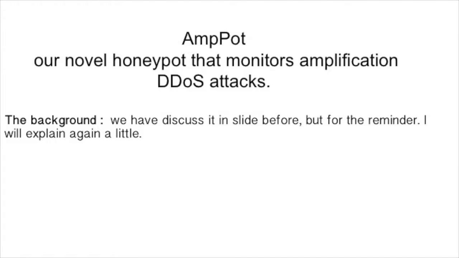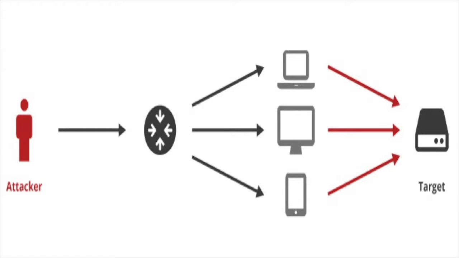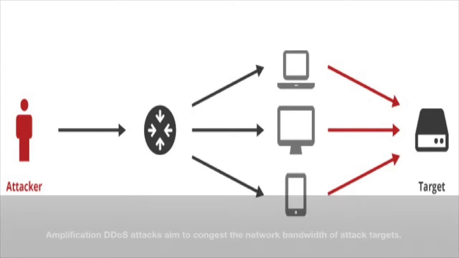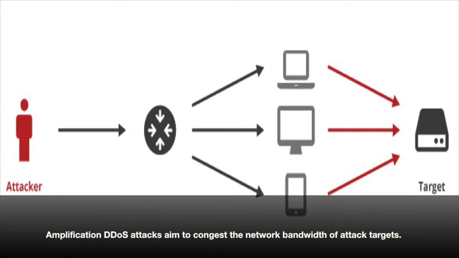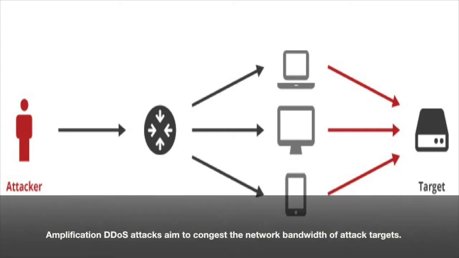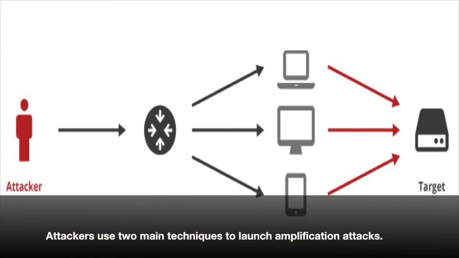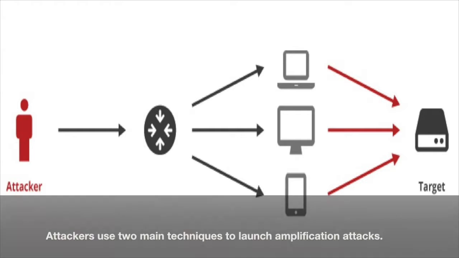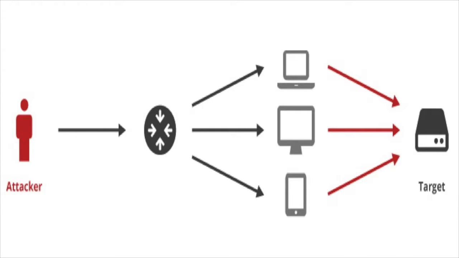AmpPot, our novel honeypot that monitors amplification DDoS attacks. The background: we have discussed it in the slide before, but as a reminder, I will explain again a little. Amplification DDoS attacks aim to congest the network bandwidth of attack targets. Attackers use two main techniques to launch amplification attacks.